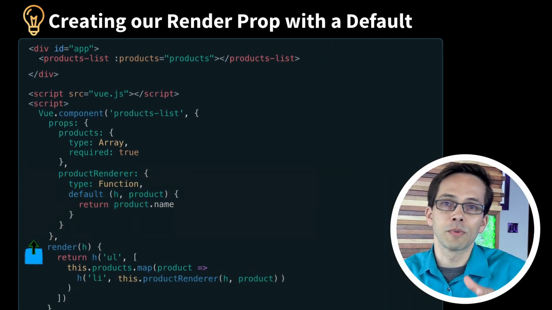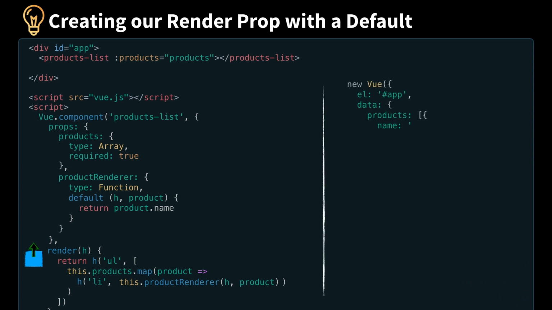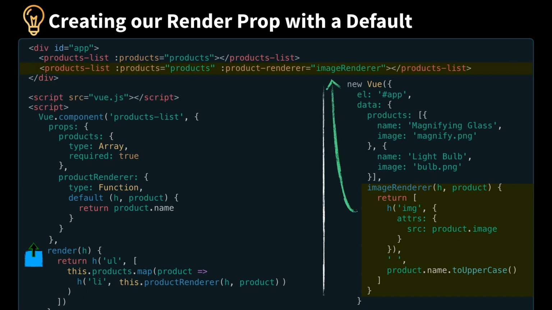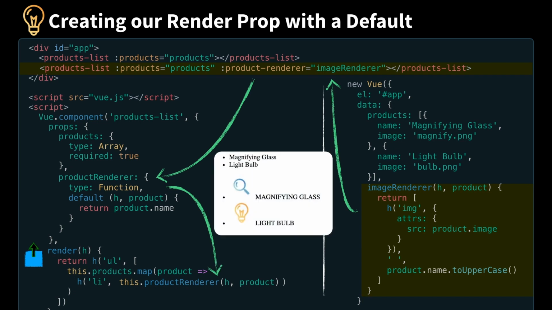But now how do we use this render prop to send in a custom render function? Well, back in our root element, we're going to create an image renderer. Here you can see it renders out the product image and calls product.name.toUppercase. This is the function we need to send into our products list component. And we'll do that just like so. This will send in the new render function through that prop, which then will get rendered for each product, giving us this when we open up our browser, as we'd expect.